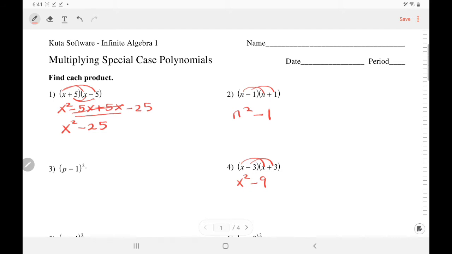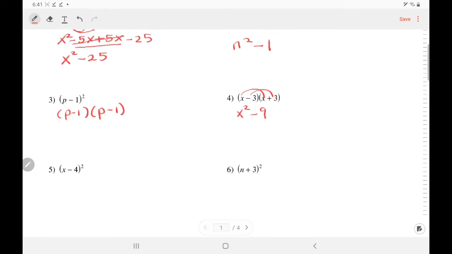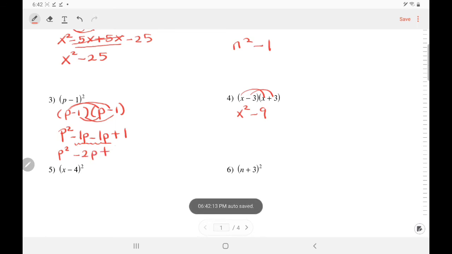In number 3, squaring a binomial simply means multiplying by itself. So it's p minus 1 times p minus 1. Let's distribute it or FOIL it. P times p is p squared. P times negative 1 is negative 1p. Negative 1p times p, another negative 1p. Negative 1 times negative 1 is positive 1. Add your two like terms. Your two middle terms are like terms. You will get p squared minus 2p plus 1.